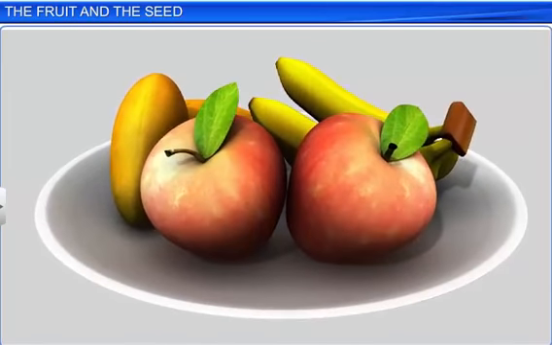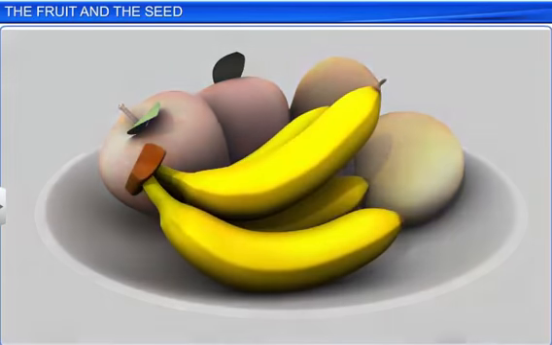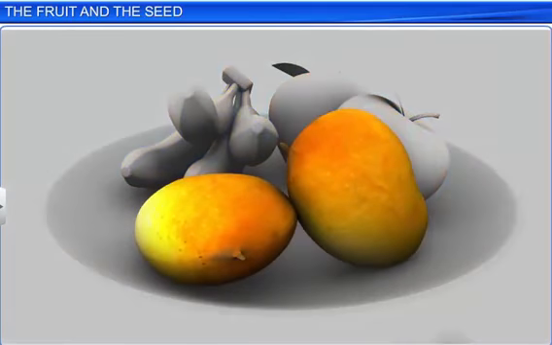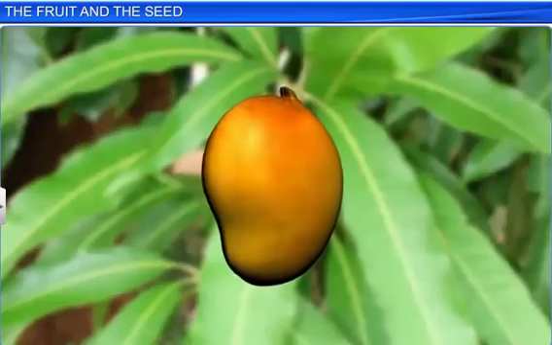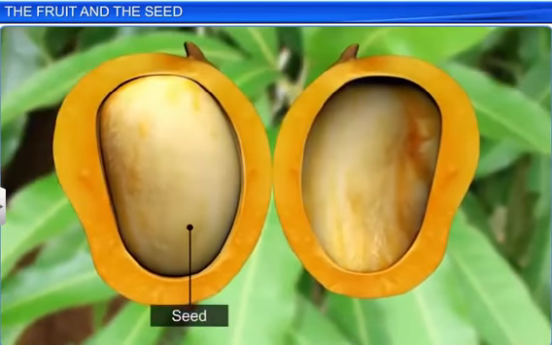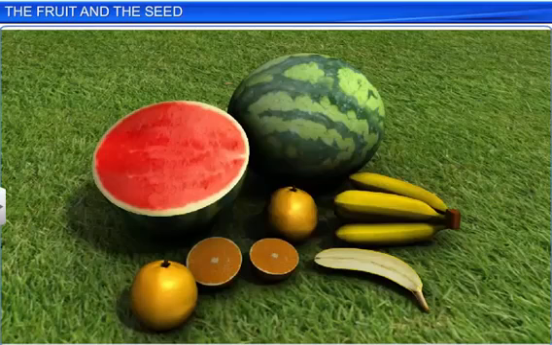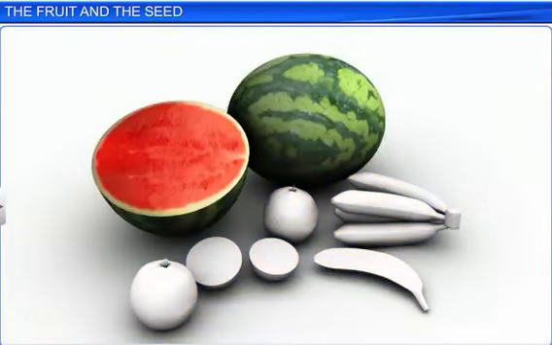The word fruit makes one think of an apple, banana, or a mango. However, in biology, the term fruit has a much broader meaning. It is a fertilized ovary with seeds. However, certain fruits are formed without fertilization of the ovary and are therefore seedless. Such fruits are called parthenocarpic fruits, such as seedless watermelon, banana, and orange.